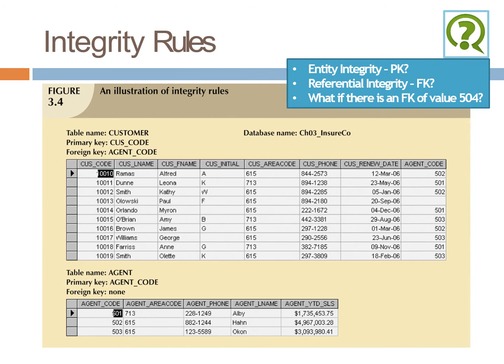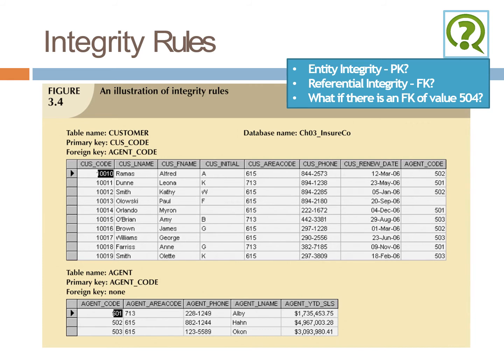Let us look at an example for the integrity rules. If we look at the first one, entity integrity, remember, entity integrity has something to do with the primary key, PK. So you look at the PK. In this case, the primary key is the customer code. And the PK for the agent table is agent code.